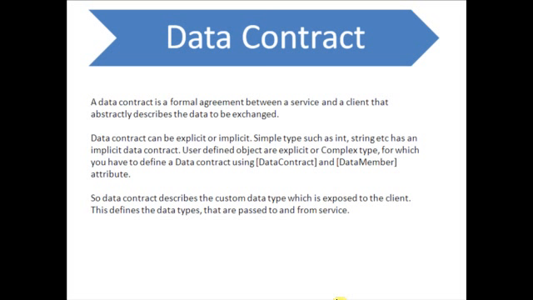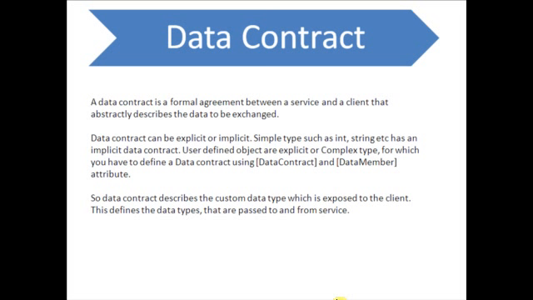A data contract is a formal agreement between a service and a client that abstractly describes the data to be exchanged. Okay, so in short, what data to be exchanged between a service and a client is decided by the data contract. Data contract can be explicit or implicit.